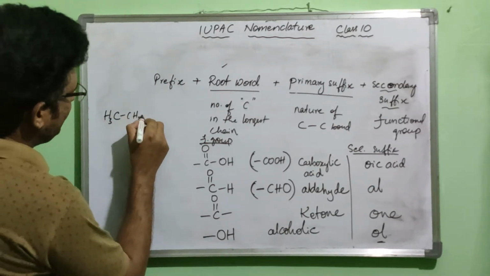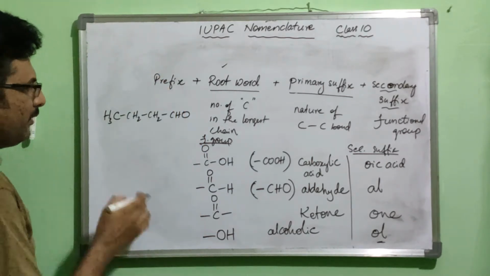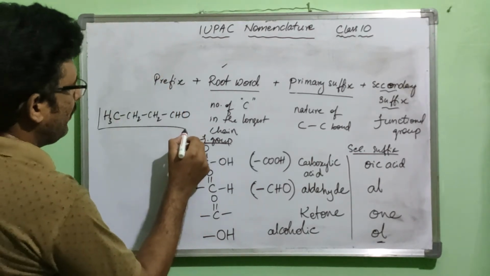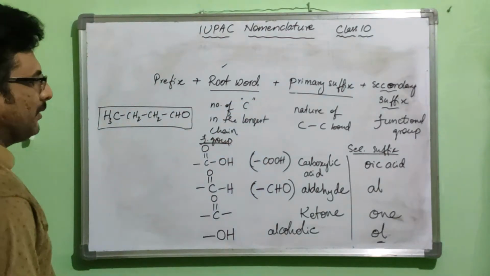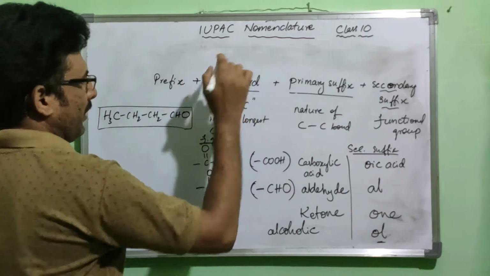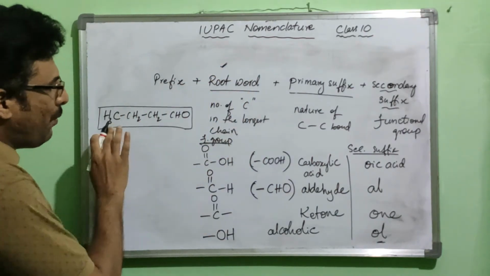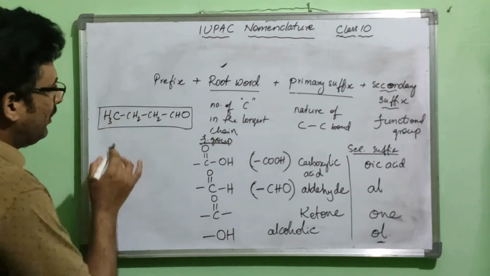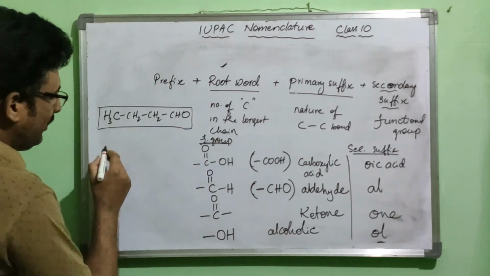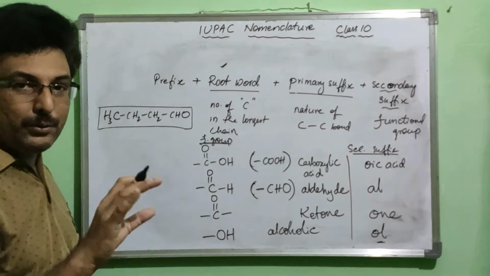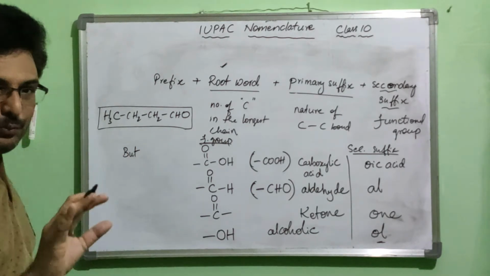CH3, CH2, CH2, CHO. Now, even here we have only one chain. Okay, it's a straight chain, so that will be the longest chain. And we start with the root word always. So what is the root word here? Root word means how many carbon atoms are there in the chain. Now look at how many carbons are there: 1, 2, 3, 4. 4 carbons are there. So for 4 carbons, you will give but as a root word.